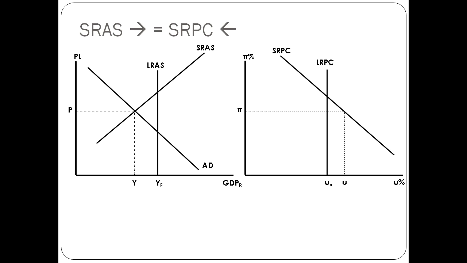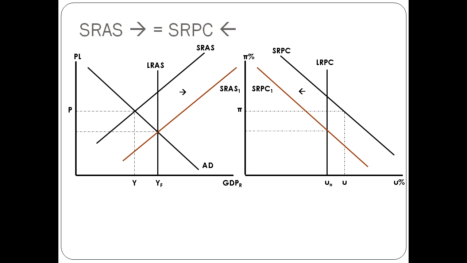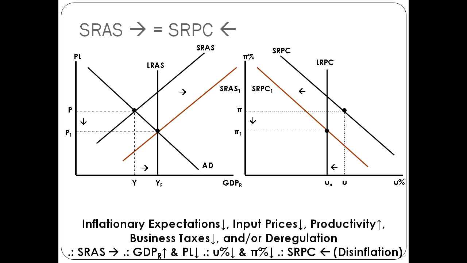So now we're going to shift the short-run aggregate supply to the right, which, be aware, is going to shift the short-run Phillips curve to the left. So let's do that. We shift short-run aggregate supply to the right, to SRAS1. The short-run Phillips curve, as you can see, is going to shift to the left to SRPC1.